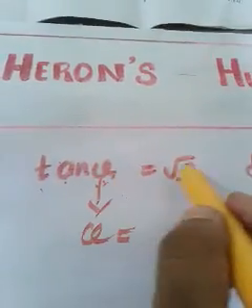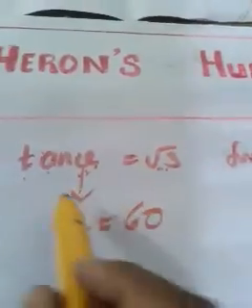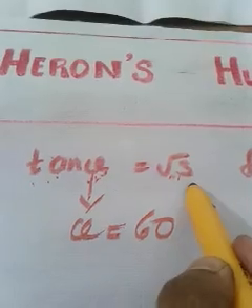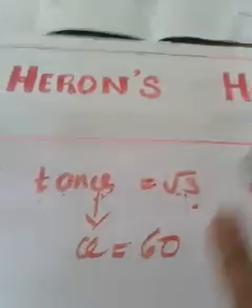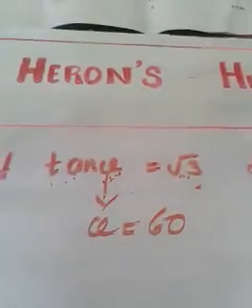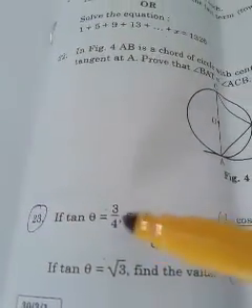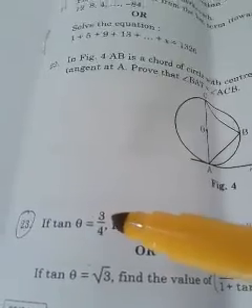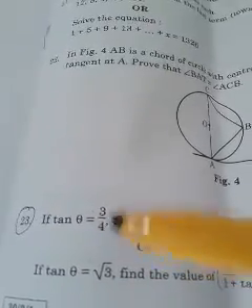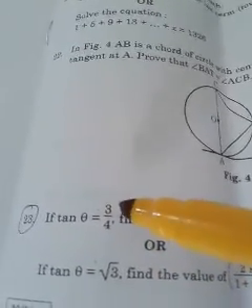Tan of which angle is giving root 3? Theta will be what? 60. Tan 60 only will give you root 3, no? From here we can use the table, no? In the last problem we could not use the table, because is there any value of tan 3 by 4 in the table? No. Can you find tan of any angle as 3 by 4 from the table? No, we cannot use the table here.